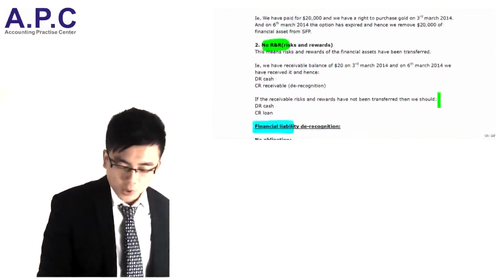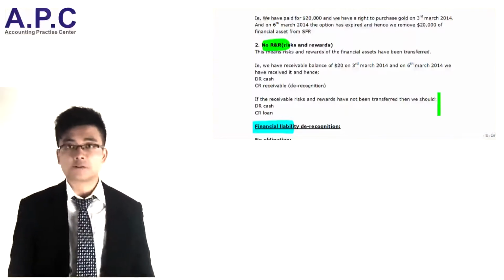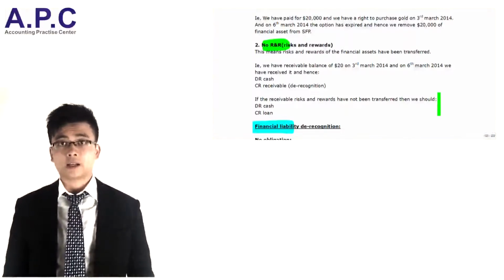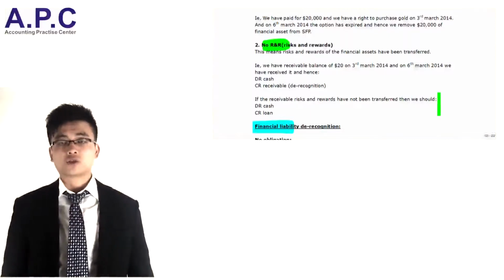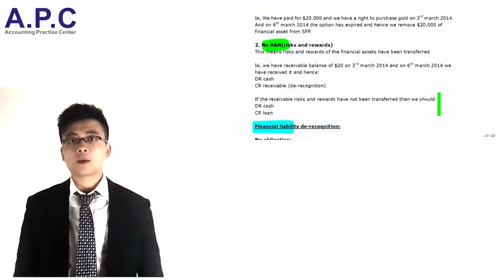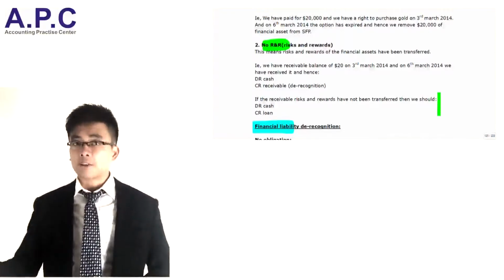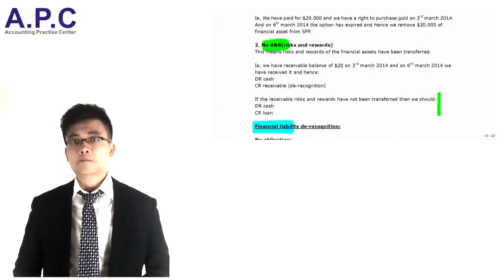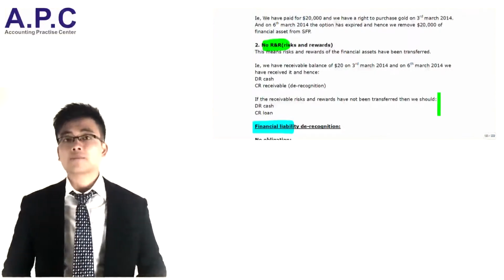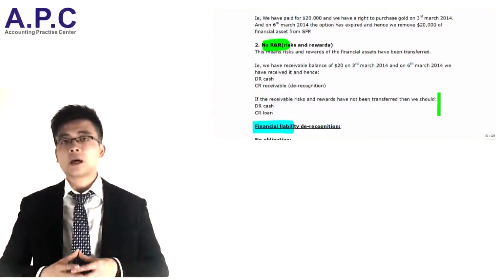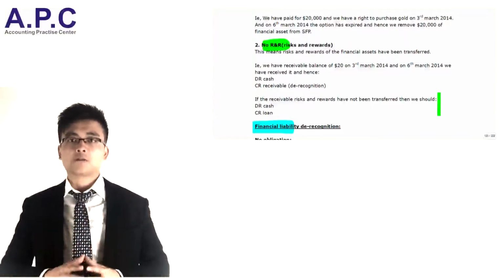But if the risks and rewards are not being transferred, of course, you still have to recognise that particular financial instrument in your financial statement. So this can be linked to the receivable factoring, that kind of thing. So that's how you do it. Debit the cash, credit the loan, because you haven't transferred the risks and rewards of that particular financial instrument out.